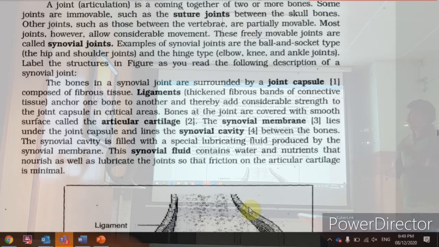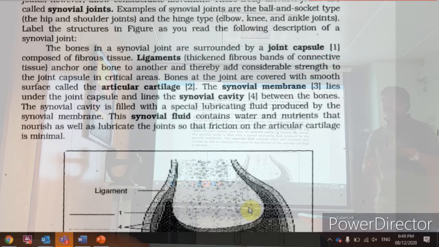Ligament, remember I have told you this long back. Ligament is a thick fibrous connective tissue which anchors one bone to another bone. Ligament connects bone to bone. Bone to bone is ligament. Okay.